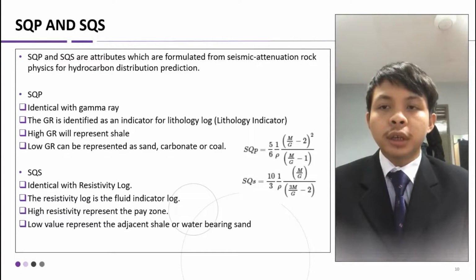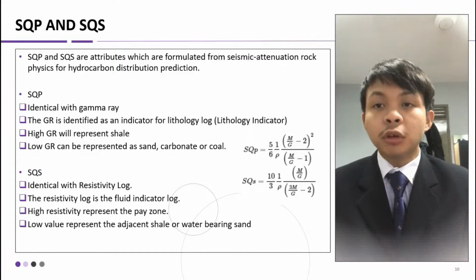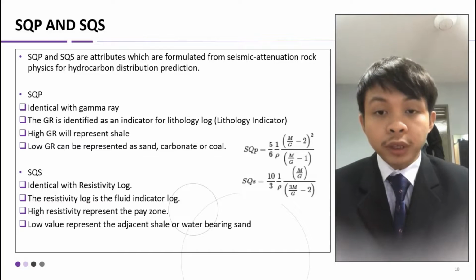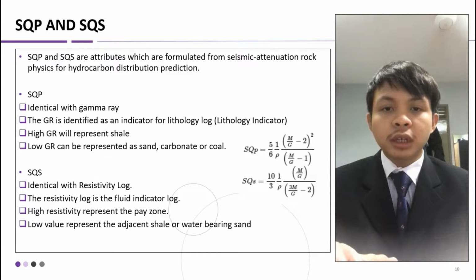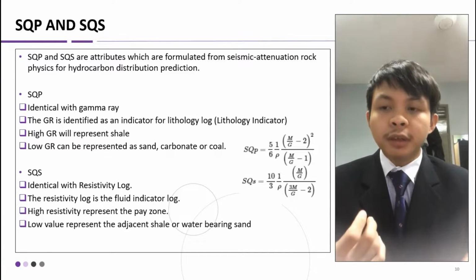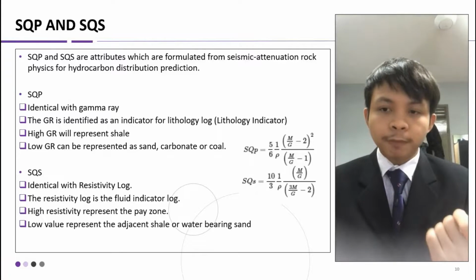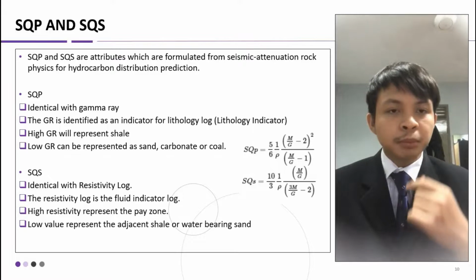The newly attributes, namely SQP and SQS, which are derived from attenuation by using rock physics approximation, give some significant improvement in determining the lithology and pore fluid effect for hydrocarbon distribution prediction. In the future, the SQP and SQS attributes can be used to replace the gamma ray log and resistivity log respectively for the same purpose, for example, phases classification, formation evaluation, reservoir characterization, and petrophysical properties prediction.